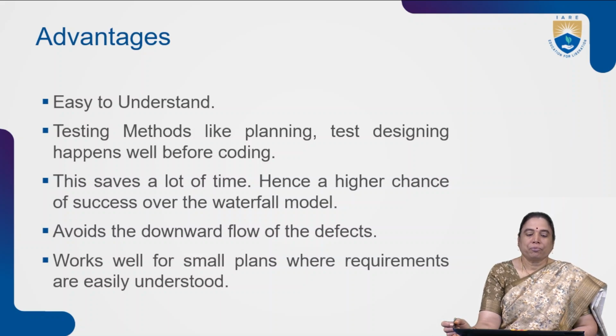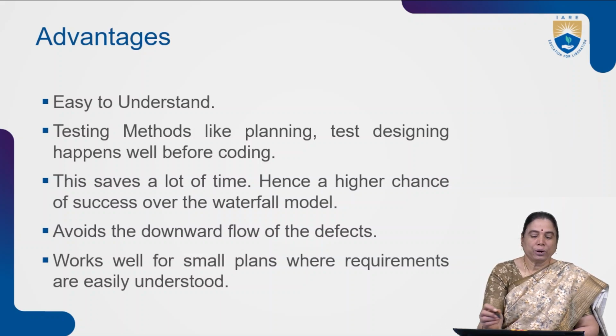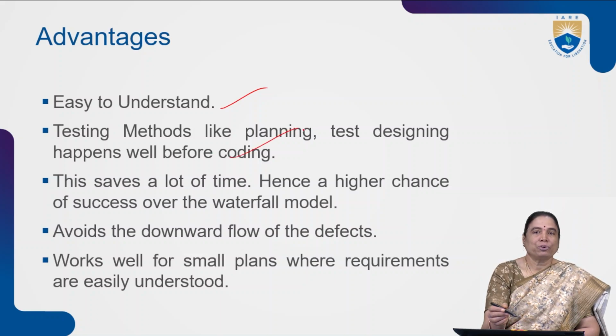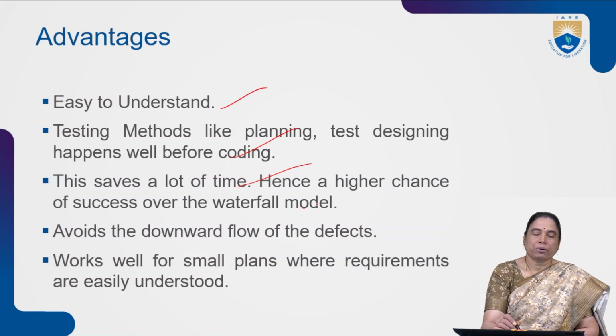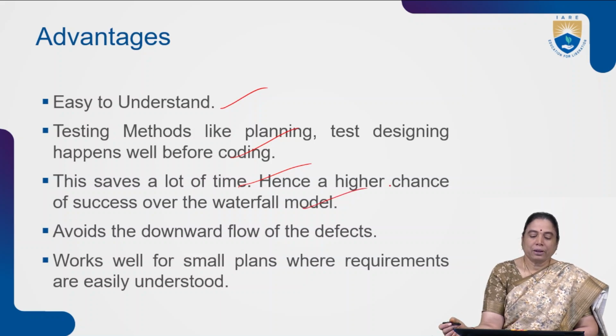The advantage of the V model is that it is easy to understand. Testing methods like planning and test designing happen well before the coding itself. Why? Because coding and testing are conducted in parallel in the V-shaped model. This saves a lot of time, hence a higher chance of success over the waterfall model. It avoids the downward flow of defects and works well for small projects where requirements are easily understood.